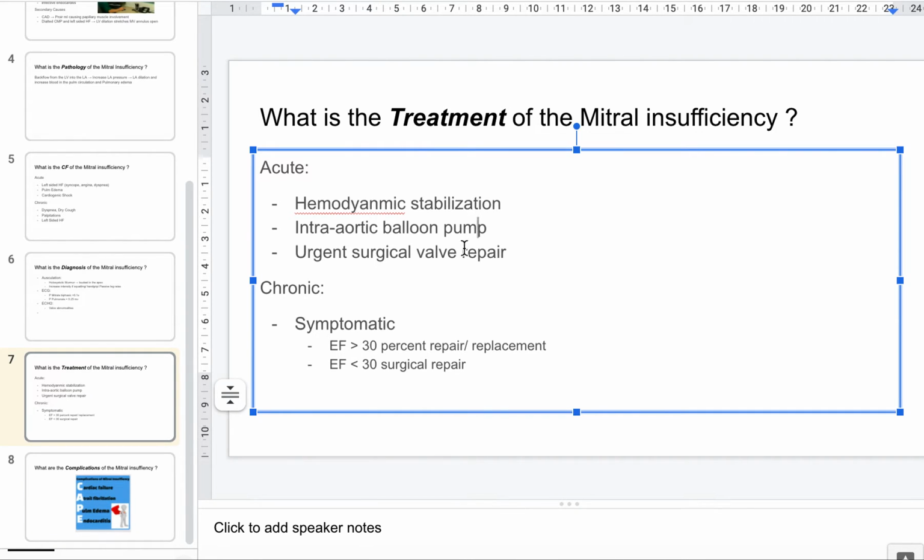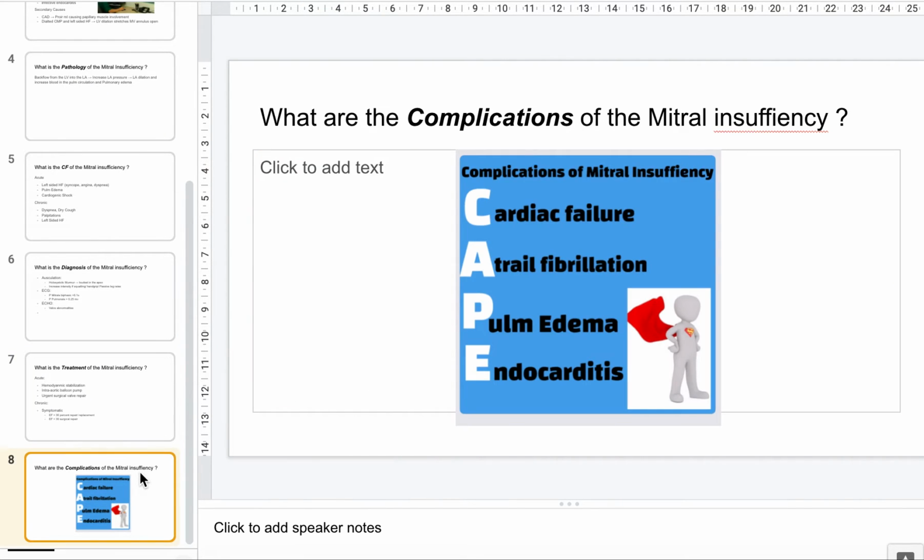In addition to that, if his ejection fraction is above 30%, we would do repair of the valve. If less, then we would also do a repair of the valve. So it really depends on whether he's symptomatic. For chronic cases, we just repair the valve or replace the valve. What are the complications of mitral insufficiency?